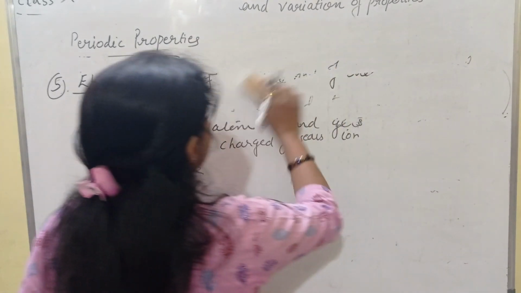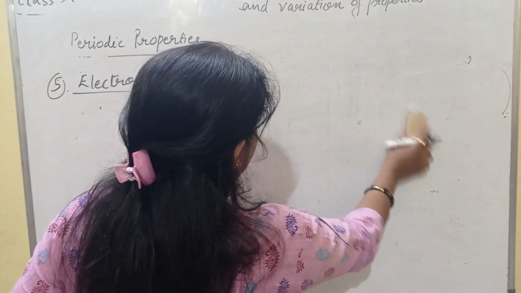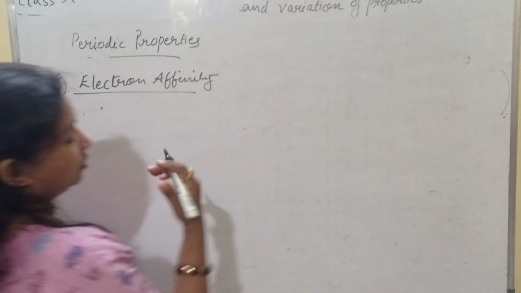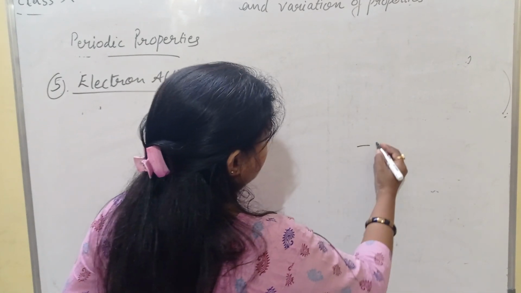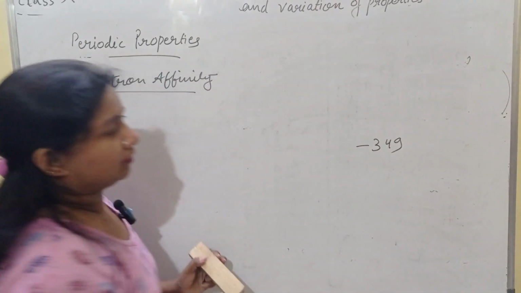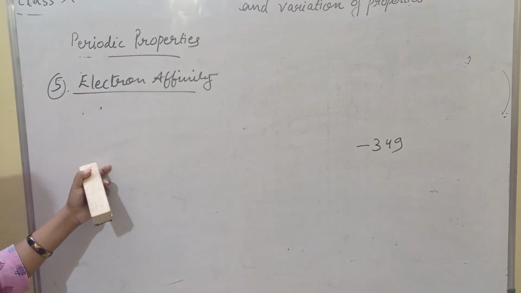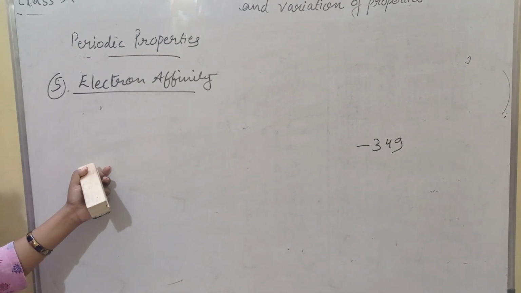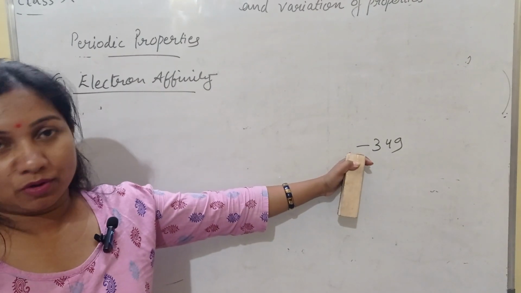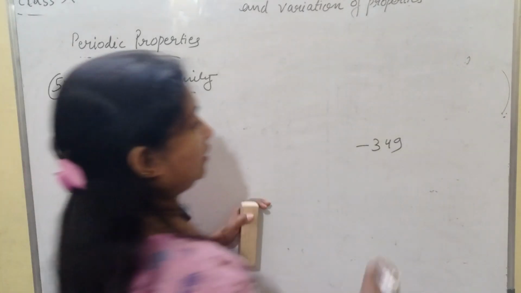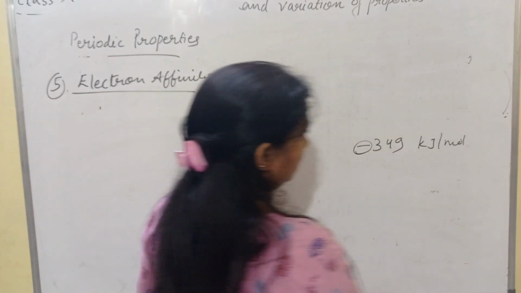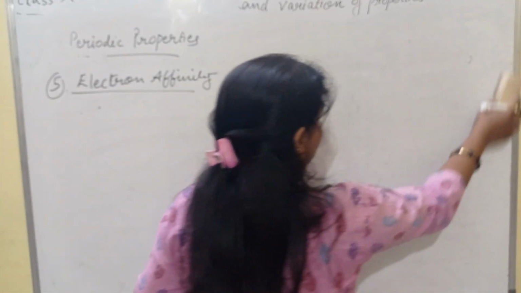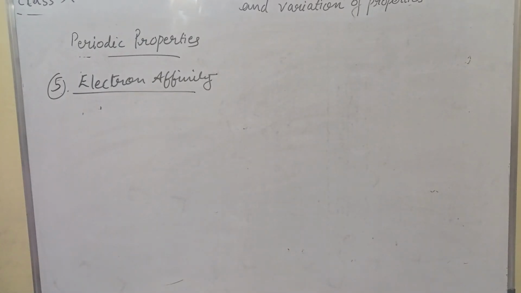See, electron affinity value is always negative, because energy is released. So when we write electron affinity value, just now we have taken the example of chlorine. So addition of electron in chlorine to form chloride ion, this much amount of energy is released, in kJ per mole. So always we put a negative sign in the value of electron affinity. Next is electronegativity.